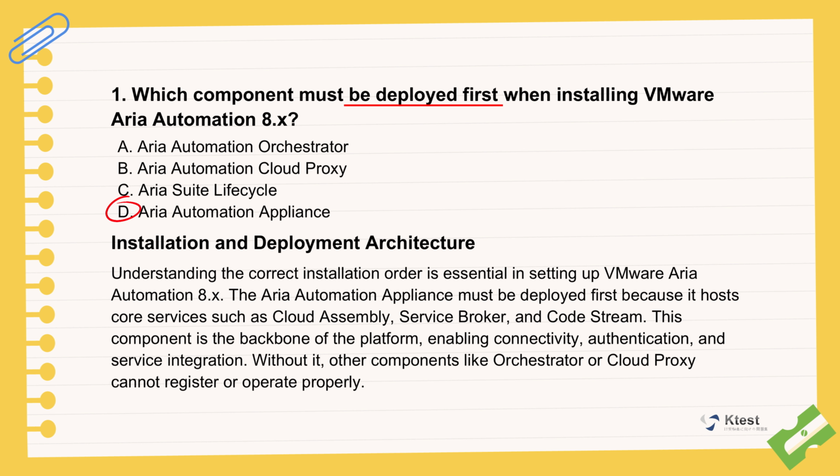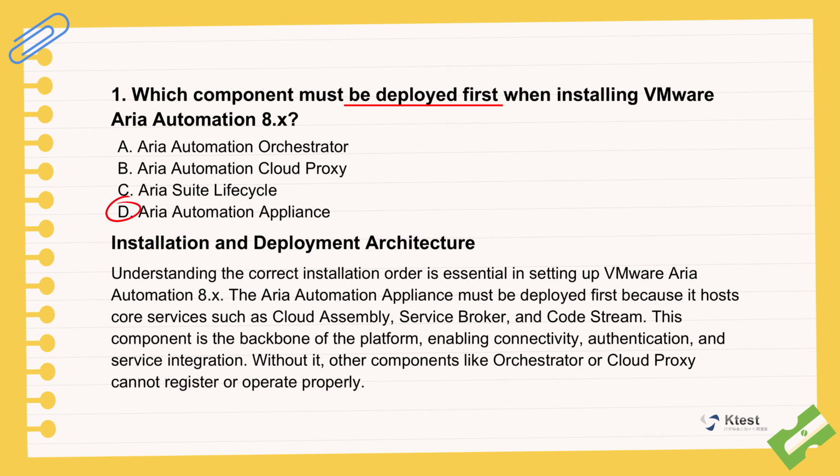You've got Cloud Assembly, that's where you define your infrastructure as code, right? Right, the blueprints. Then there's Service Broker, which is the storefront, the self-service portal for users, and Code Stream, which handles your CI/CD pipelines, your automation workflows. So all the key engines are in there? Exactly. Without that appliance deployed and running, none of those other crucial parts can function. It's the absolute foundation. Architecturally, putting these core services together simplifies that initial setup, though obviously in production you'd want redundancy for resilience. Right. So no appliance, no command center, no automation.